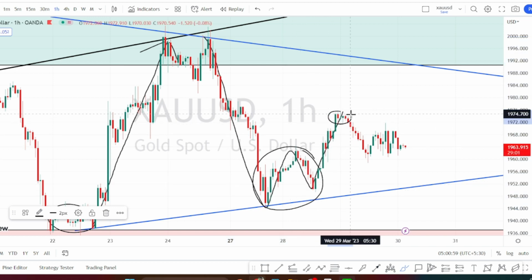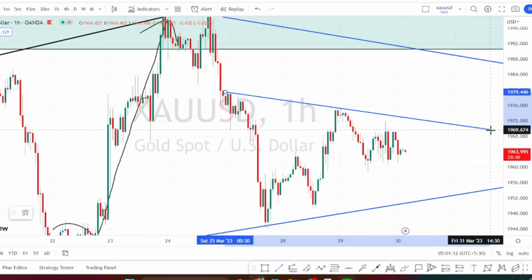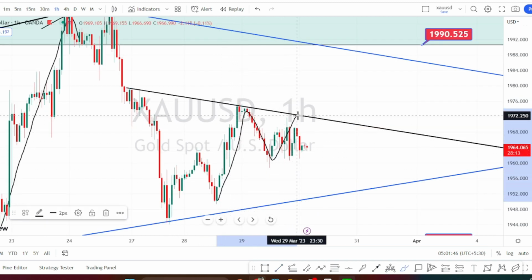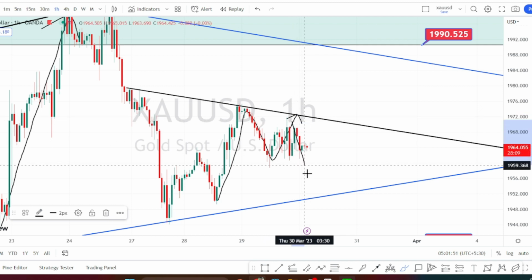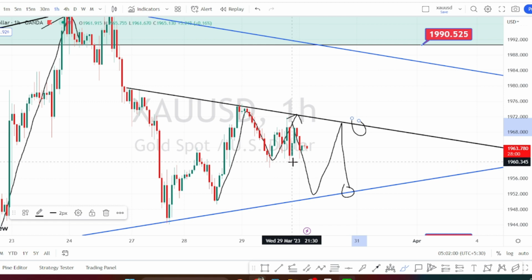weaker and weaker. So for the hourly time frame, I would recommend you to draw a trend line or a resistance line, and as long as the price action is trading below this resistance line from the hourly time frame, we can expect the bearish trend to continue or the consolidation to continue within this daily time frame support line and the hourly time frame resistance line.